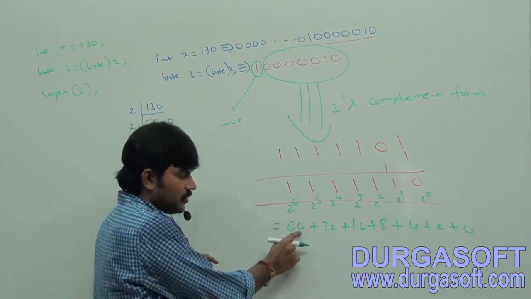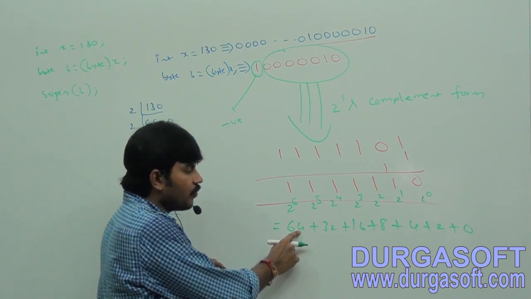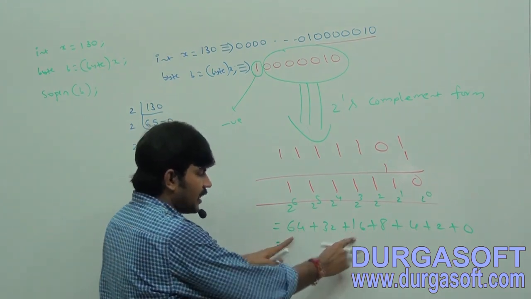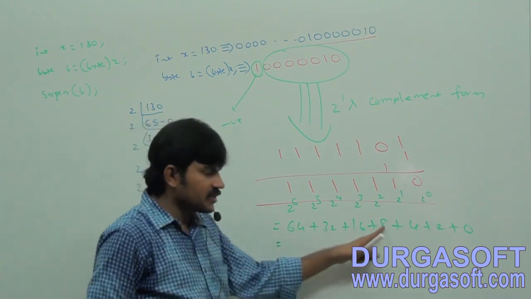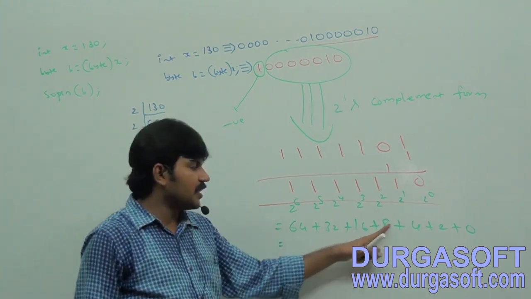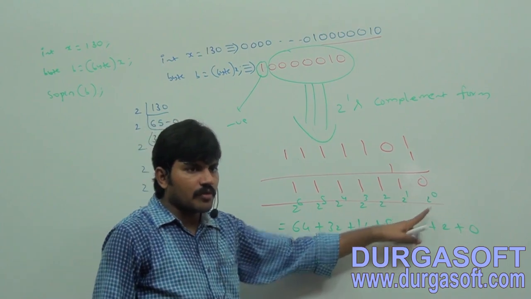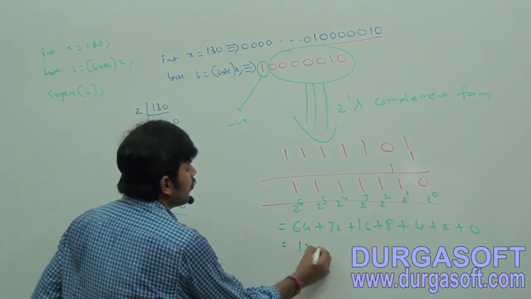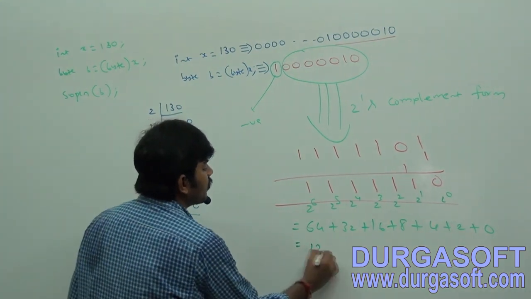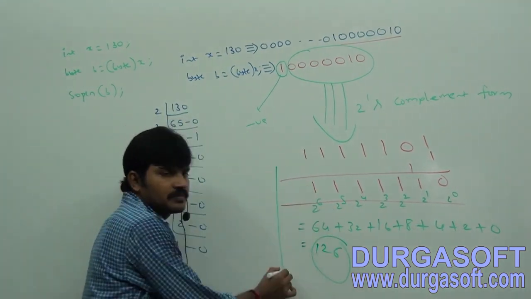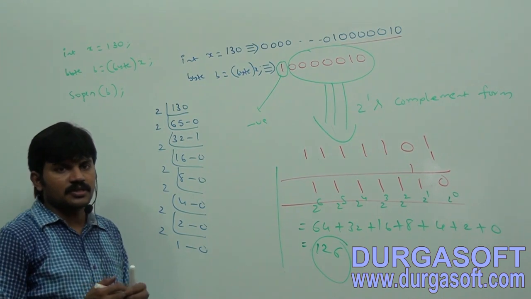Have you observed? 64 plus 16, assume 80. 64 plus 80. 32 plus 8 is 40. 40 plus 80 is 120. 124, 126. Now 126 itself is the value. 126 is the value. Are you able to understand that?